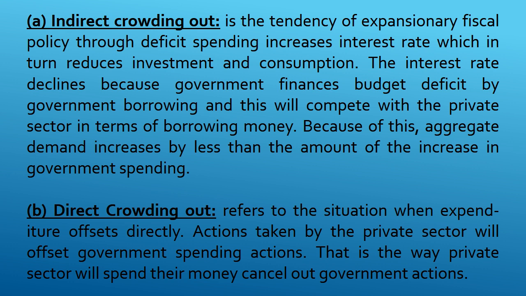B. Direct crowding out refers to the situation when expenditure offsets directly. Actions taken by the private sector will offset government spending actions. That is, the way the private sector will spend their money cancels out government actions.